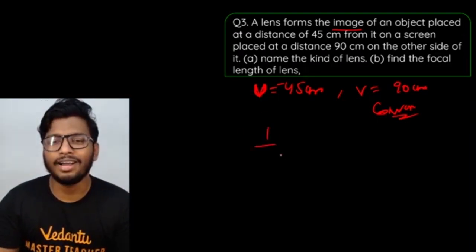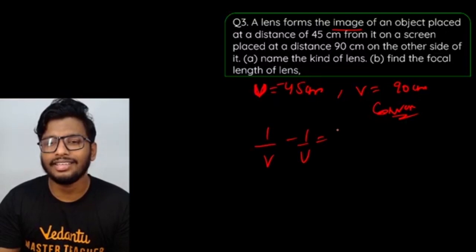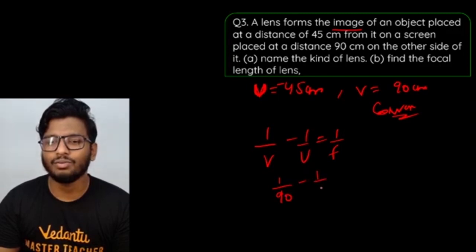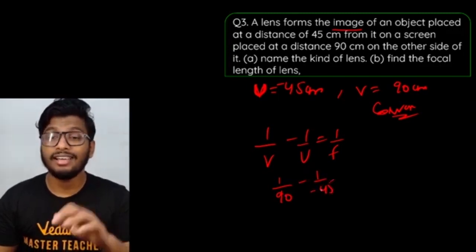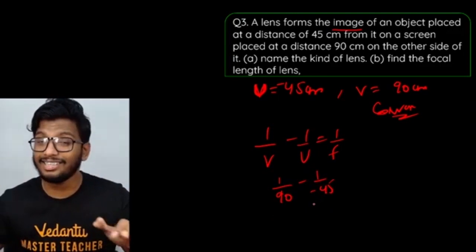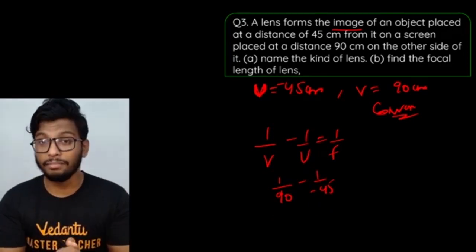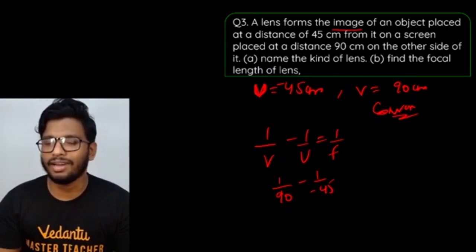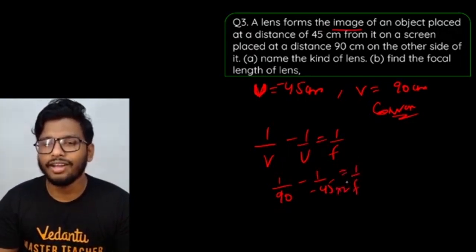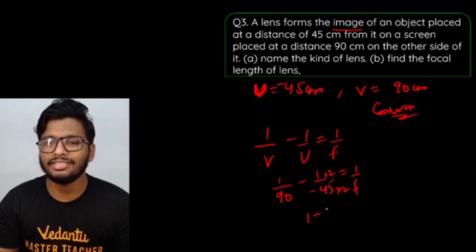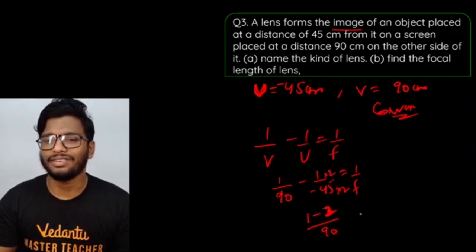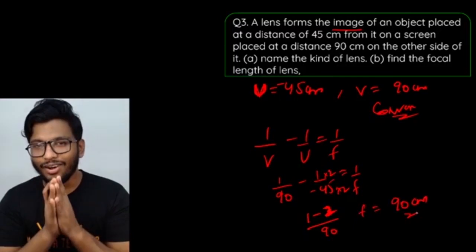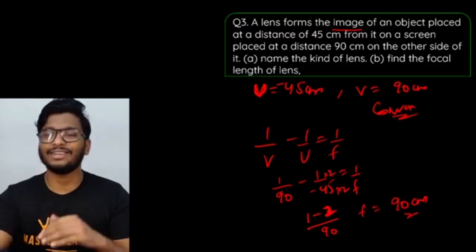Very simple, people. 1 by V minus 1 by U is equal to 1 by F. 1 by V is 1 by 90 minus 1 by minus 45. Now remember this, guys, the image is on the right hand side, so it's going to be positive, but the object is going to be negative, so it's minus 45, is equal to 1 by f. So you get the focal length as what? 90 centimeters.